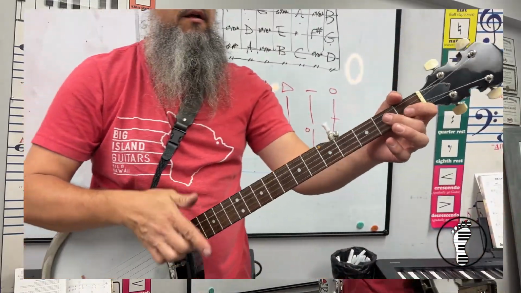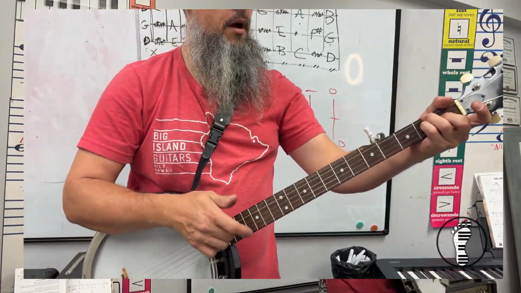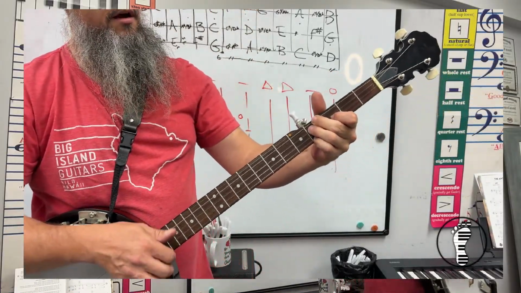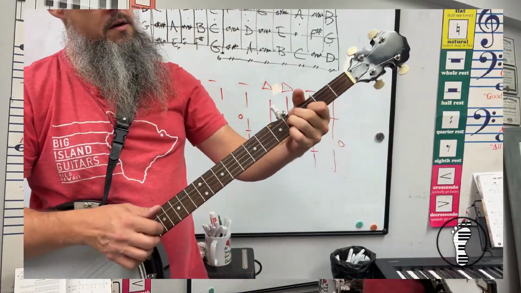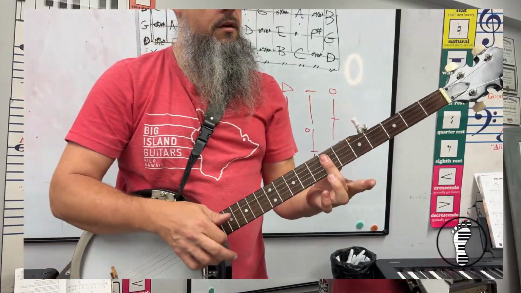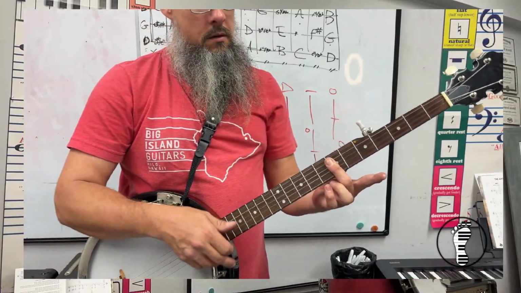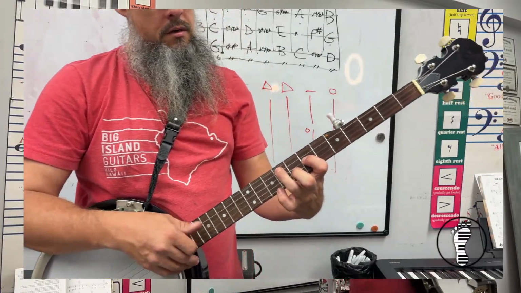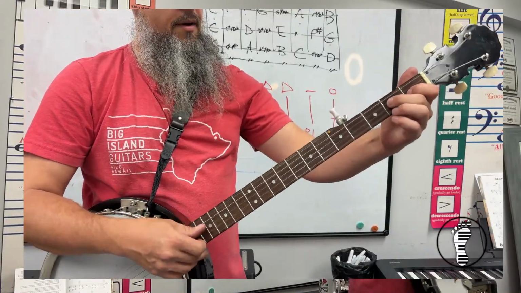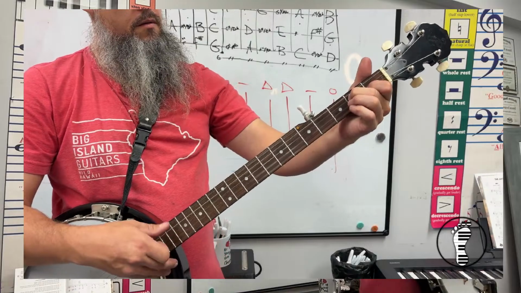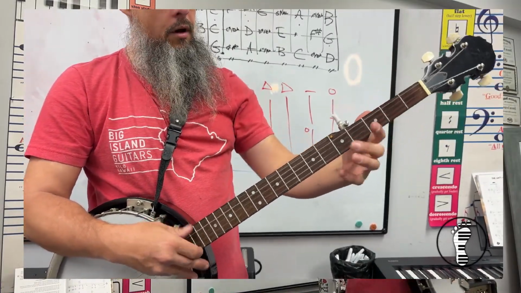How about a little claw hammer? Here's G major, A minor, B minor, C major, B minor, D major, G major in an inversion, back to the D major, D dominant 7, back to G major and open. Little pull-offs and hammer-ons.